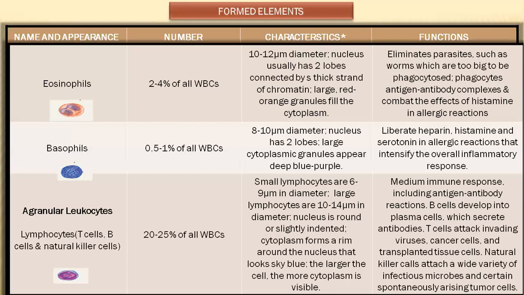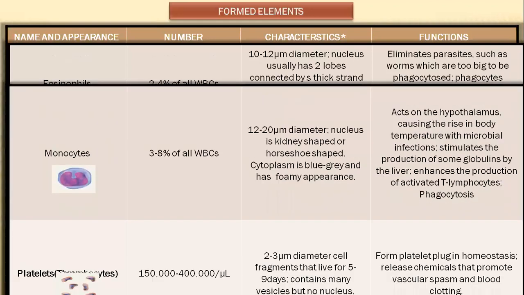That's why when you're doing a transplant, you need to suppress the immune system so that you don't have many of these cells attacking the tissue that you have introduced into this person. Then you have the natural killer cells that will attack a wide variety of infectious microbes and also certain spontaneously arising tumor cells. So the tumor cells will also be attacked by the natural killer cells.